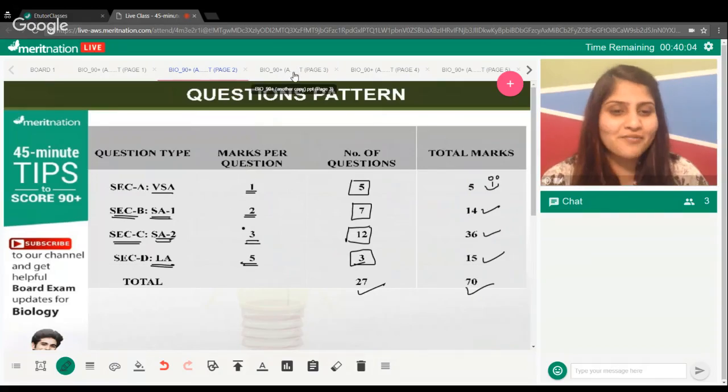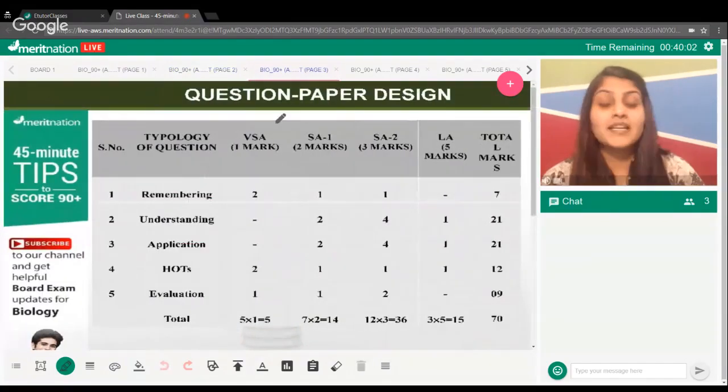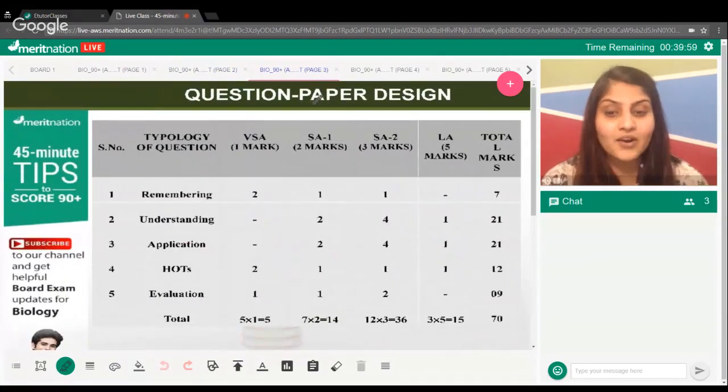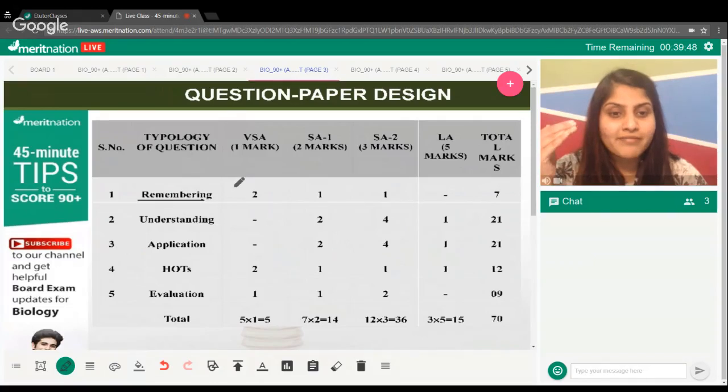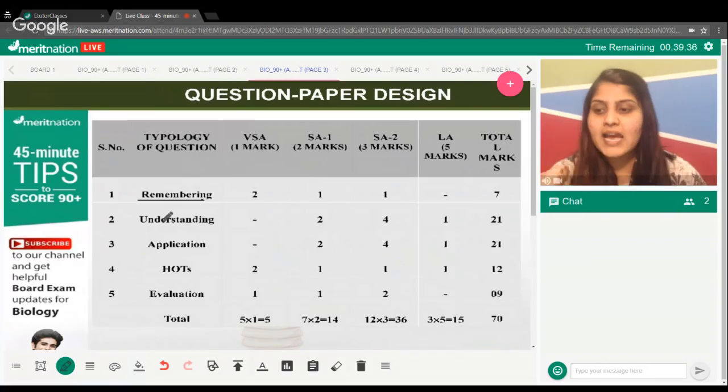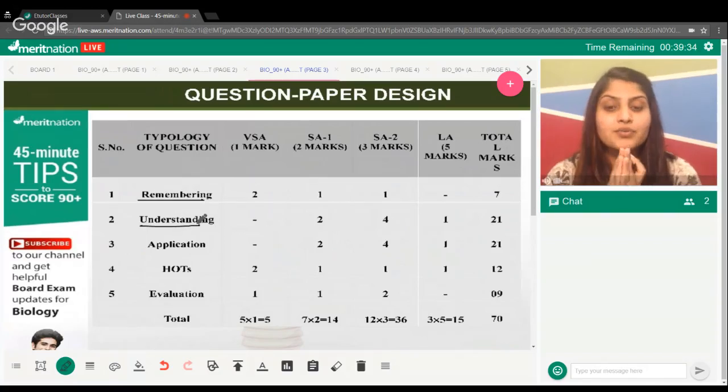Now, moving on, let's understand the design of your question paper. There are questions under the category of remembering, where you are required to reproduce all the facts and figures you have learned through the whole year of hard work. Understanding type questions require you to understand a given situation, analyze it, and then continue with your answers.